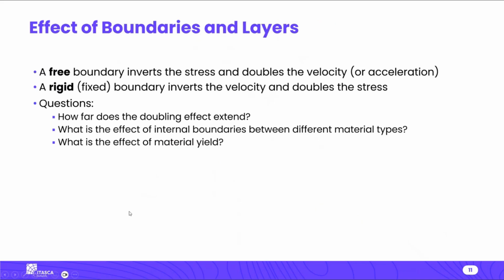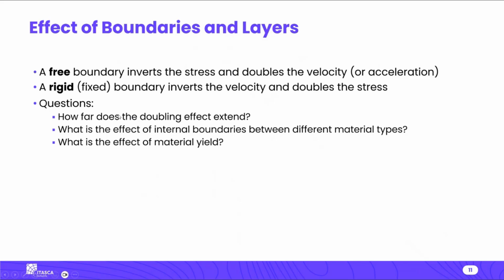Okay, the next thing to talk about is the boundaries. So we just saw in the example that when we have a free boundary, it doubles the velocity or acceleration. If that was a fixed boundary, it does not double the velocity. Obviously, the velocity would be 0 because it's fixed. But what happens is it bounces off and it reflects, so it actually changes direction.